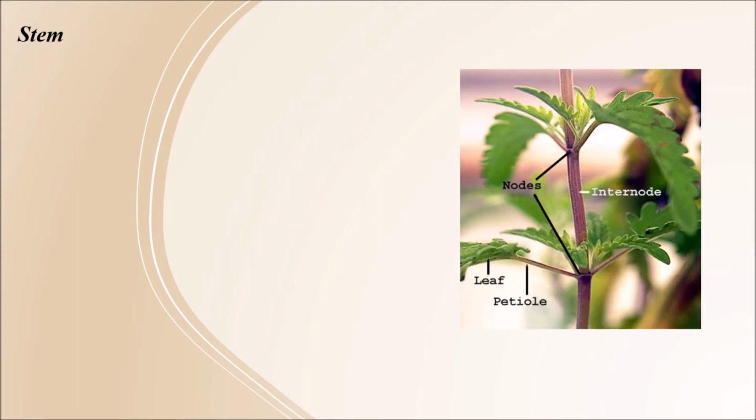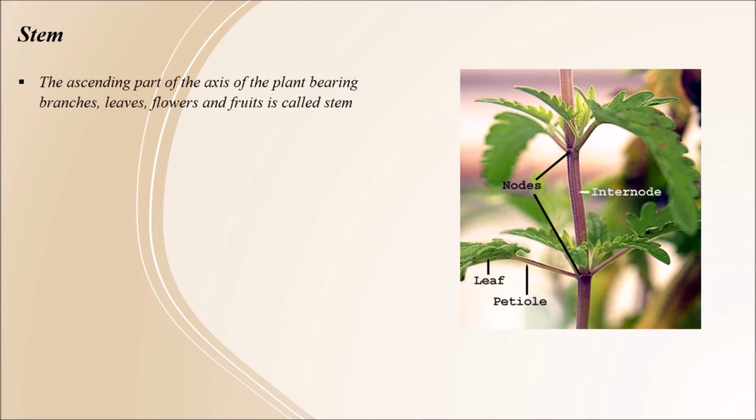The concept. What is stem? You can see the image of the stem. The ascending part of the axis of the plant, bearing branches, leaves, fruits and flowers is called as stem. So which part of the plant is called as stem? In general, we can say that the plant part which is above the ground level is called as stem. But in particular, if you want to define a stem, the ascending part of the axis of the plant which bears branches, leaves, flowers and fruits is termed as stem.